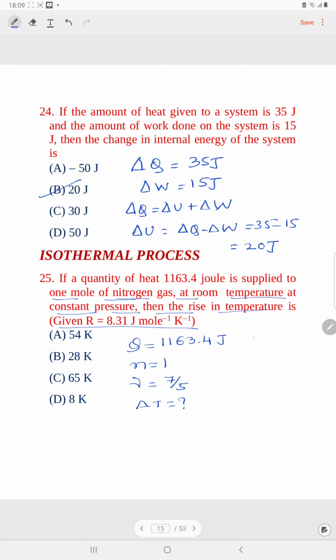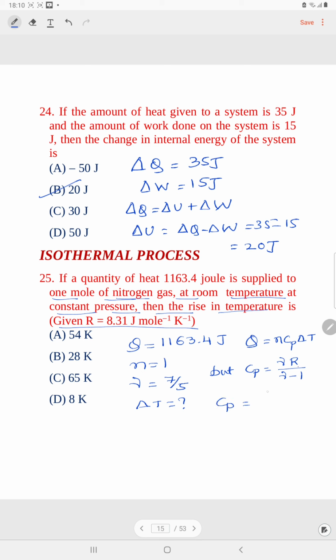Students, we have an equation for heat at constant pressure as Q is equal to n Cp delta T. This is the formula for the heat supplied at constant pressure. But Cp is equivalent to gamma R divided by gamma minus 1. I'll tell you how this expression is obtained later. Now Cp is gamma R by gamma minus 1.